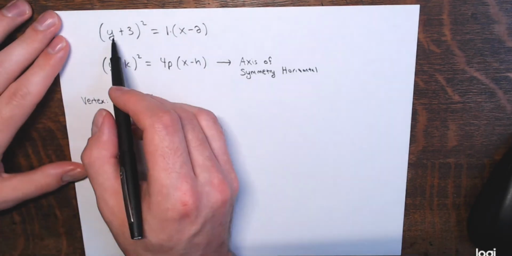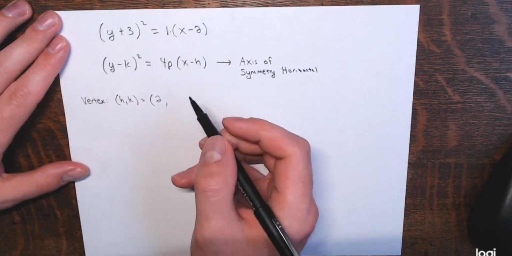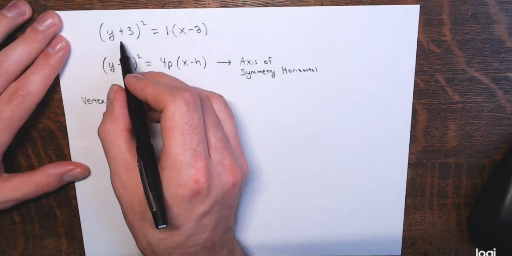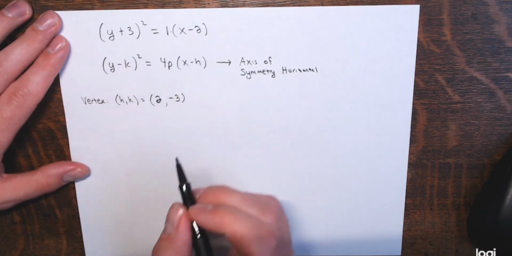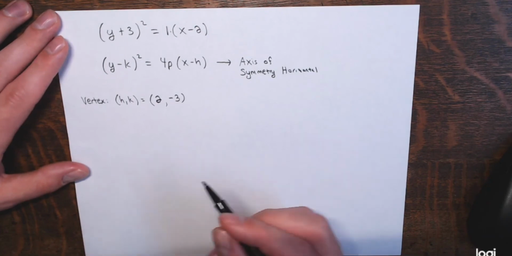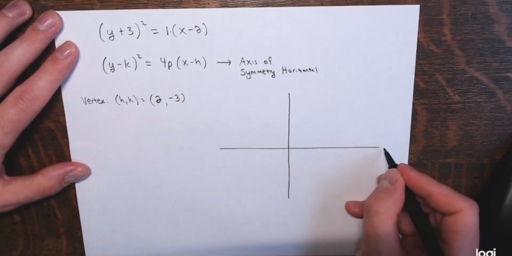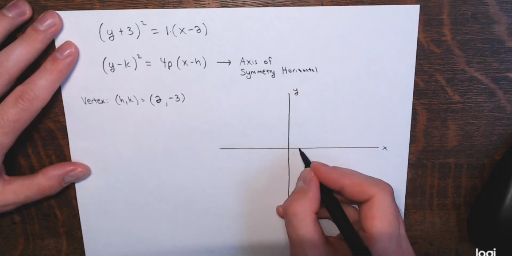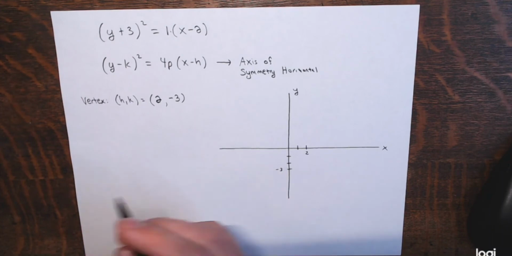What's with the x? What's with the y? X minus h, h is 2. Y minus k, k would be -3, right, because that's y plus 3. And then put them in the correct order, right? 2, -3 for the vertex. So 2 for x, -3 for y. Right, there's the vertex. There's one solution to this equation.